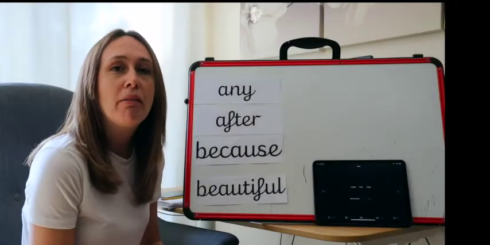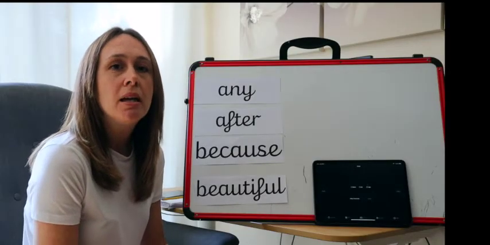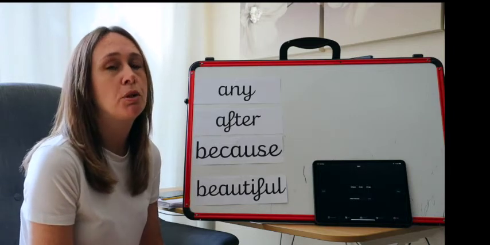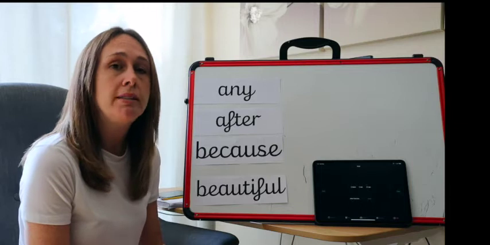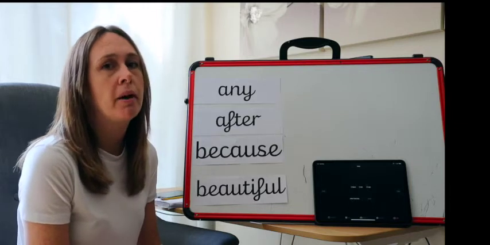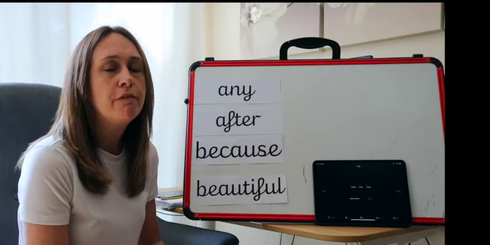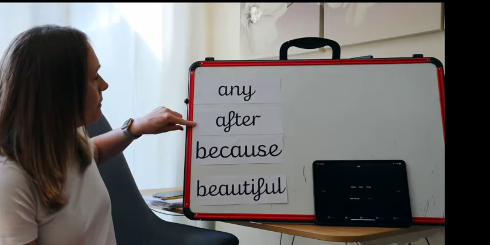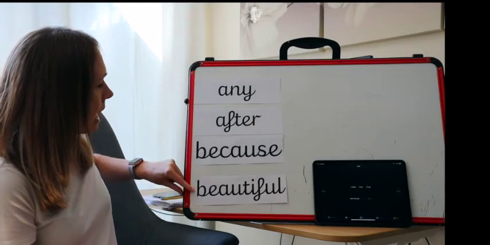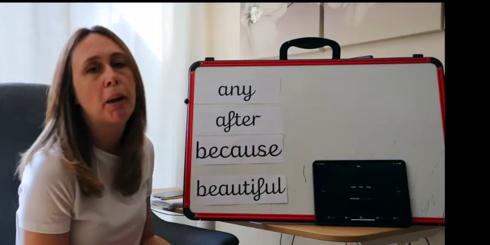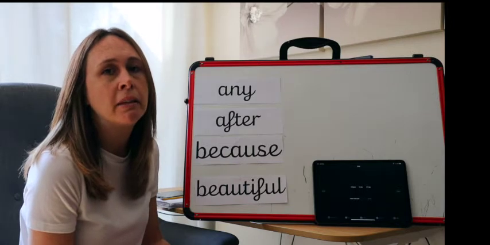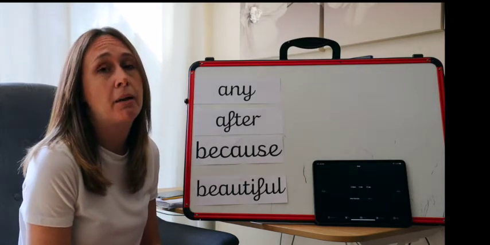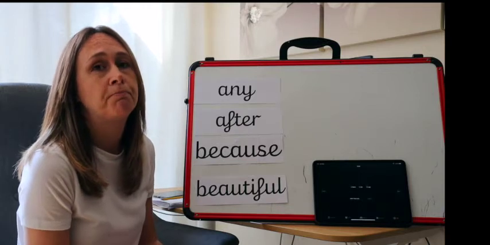Hello Year 2, welcome back to Lesson 2. So we're going to start today by having a look at some of our Year 2 Common Exception words. And as you know, these are words that we need to know how to spell by the end of the year. So I've chosen 4 words for us today. I've chosen the words any, after, because and beautiful. And we're going to play a little game to practice spelling these words. You will need your paper and your pencil to play this game, so get those things ready now.